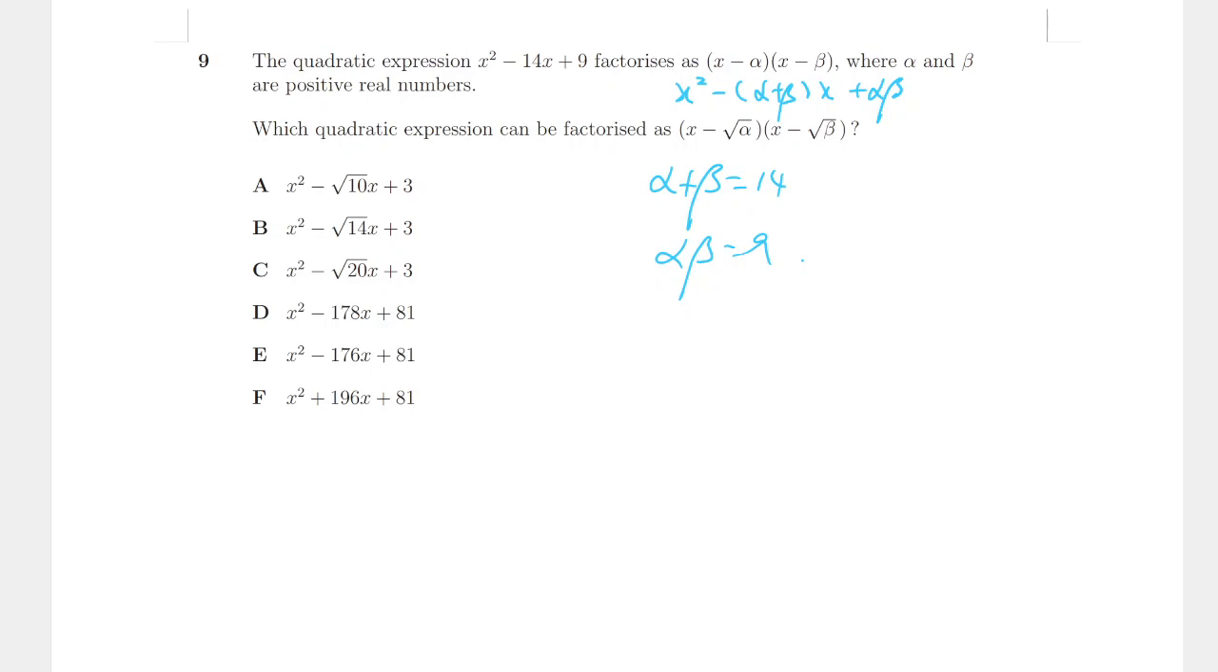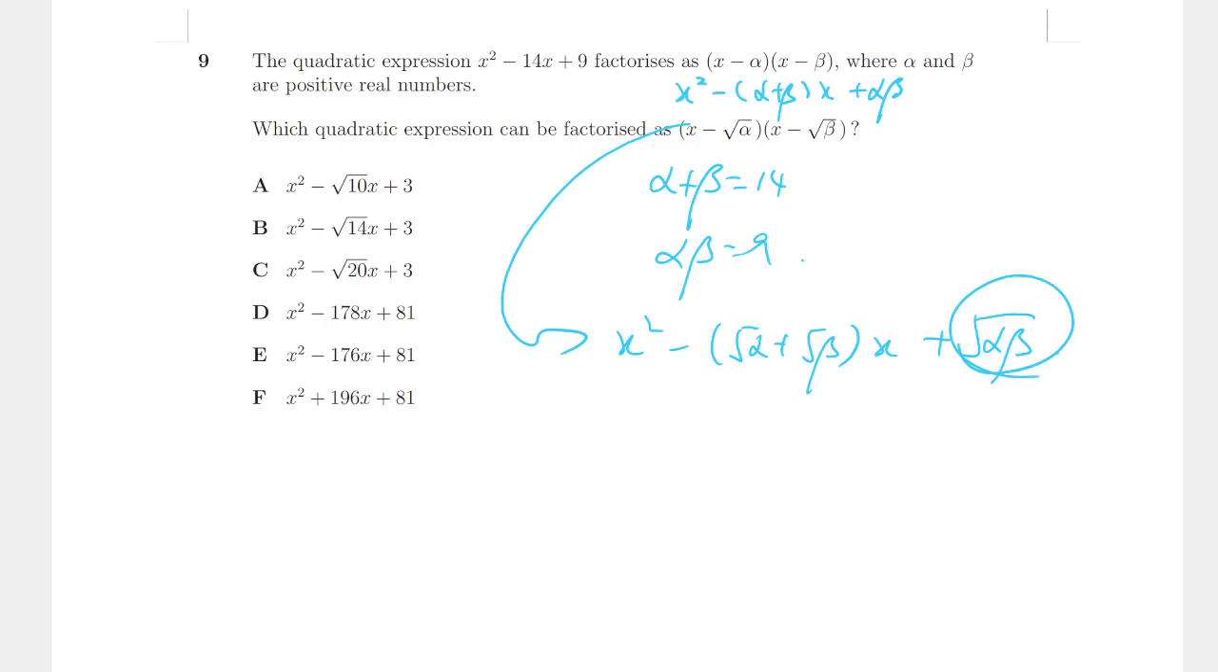So let's see what we could do with the square root of alpha and square root of beta. If we expand that, we have x squared minus (square root of alpha plus square root of beta) times x plus square root of alpha beta. This part is easy because alpha beta is 9, so the square root is definitely 3. No doubt there. Okay.